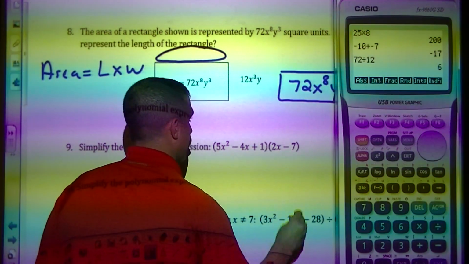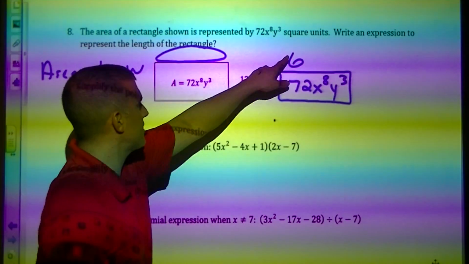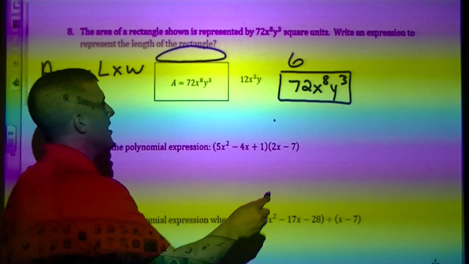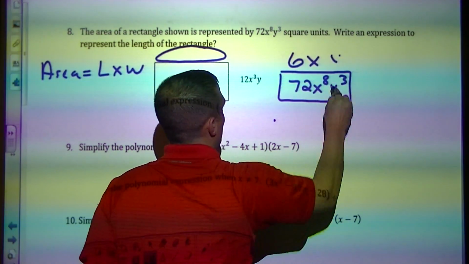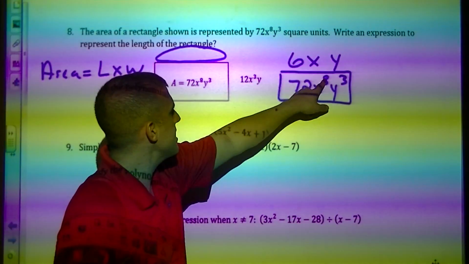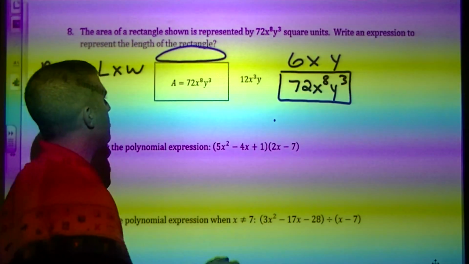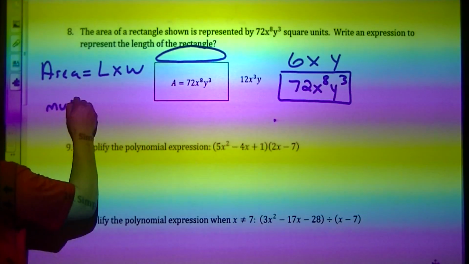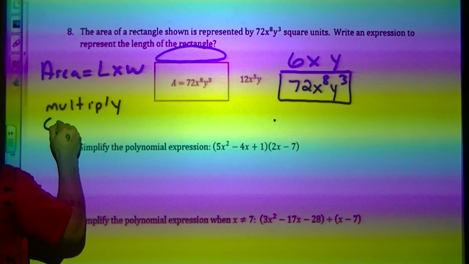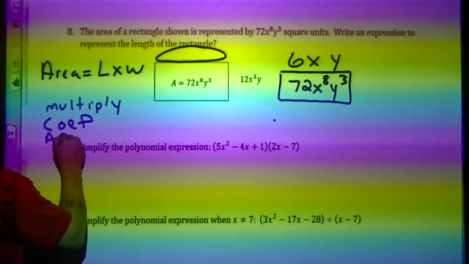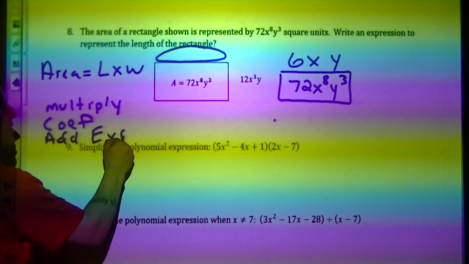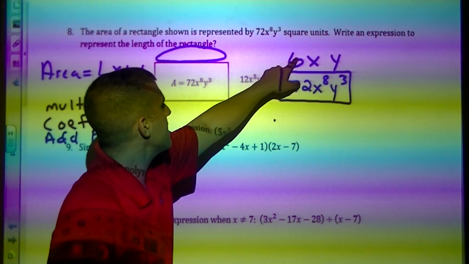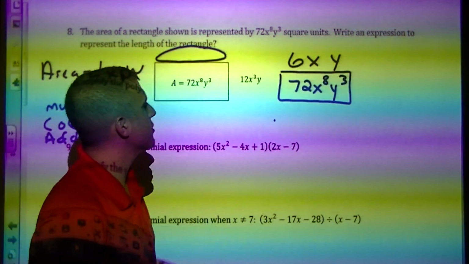All right, that gives me 6. Now, is 6 times 12 72? Yes. All right, I got x and I got y. I need this to be 8. So the concept is you multiply the coefficient, add the exponent. If you have to do that to get to there, if you need to go backwards, you can do that as well.